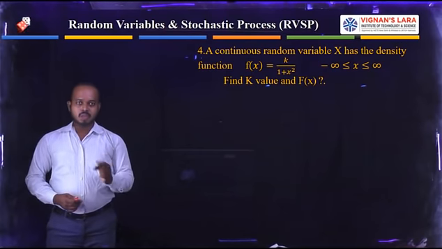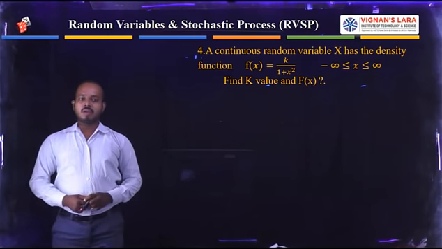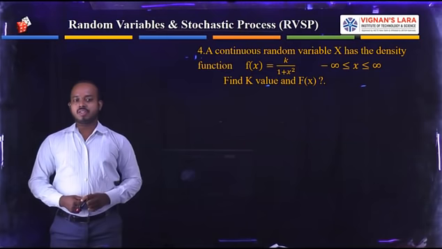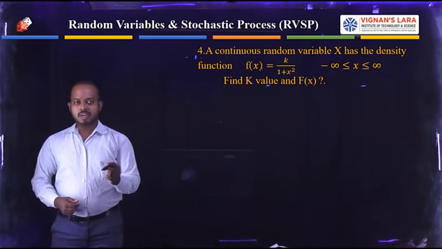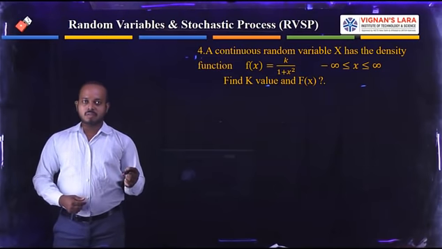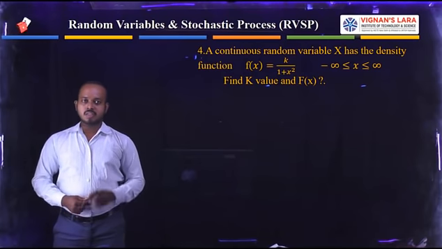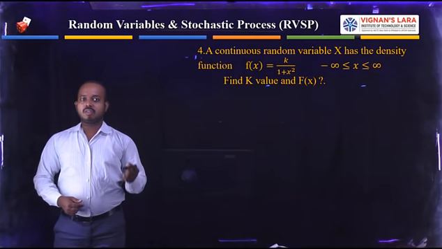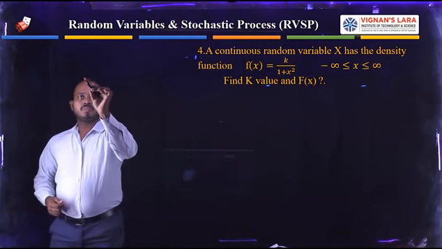In this particular problem, he is asking: a continuous random variable X has the density function f of x equal to k divided by 1 plus x squared, where the value can lie from minus infinity to plus infinity. What is asked is to find the k value and the distribution function. Here I am simplifying this one.